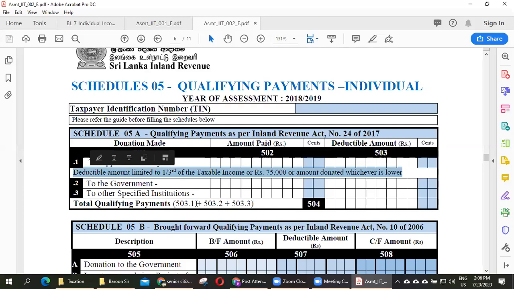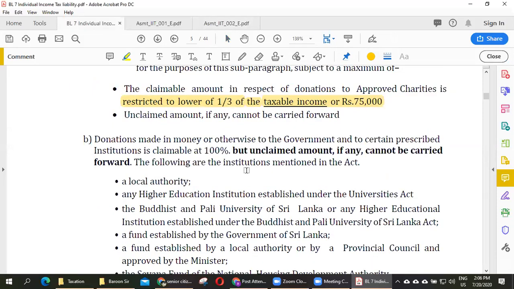The deductible amount is limited to one third of taxable income, or 75,000, or the amount donated, whichever is lower. We have to compare three values: one third of taxable income, 75,000, or the actual amount we have donated. That amount will be considered here.